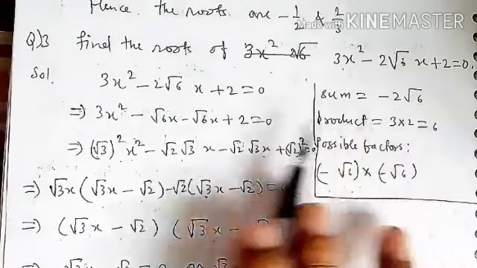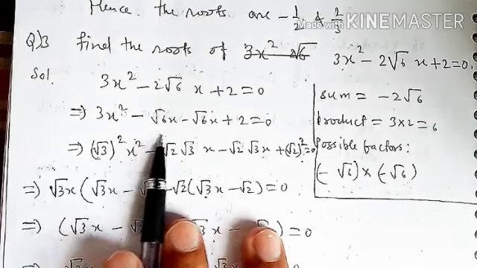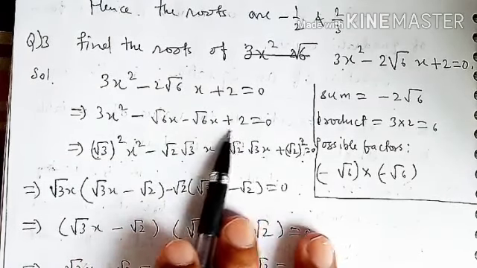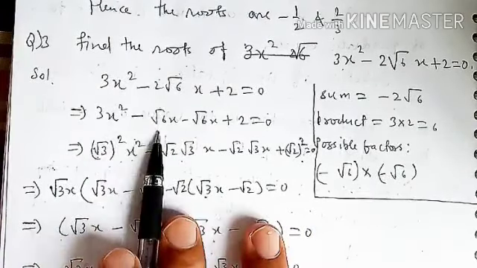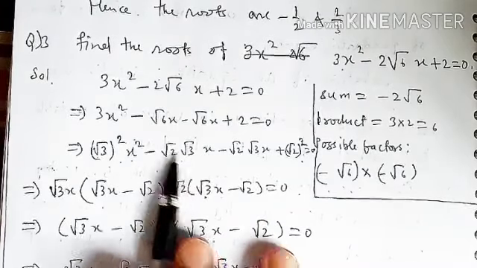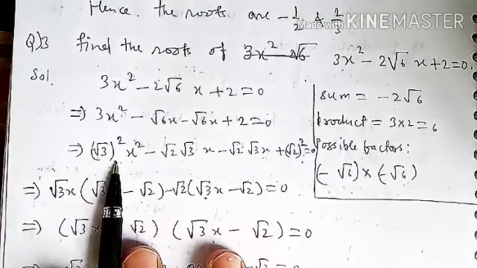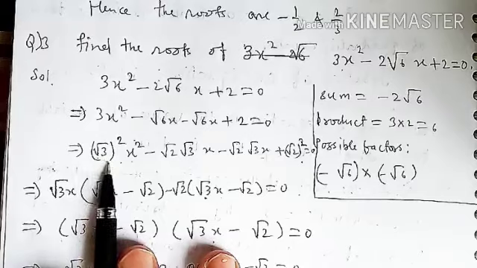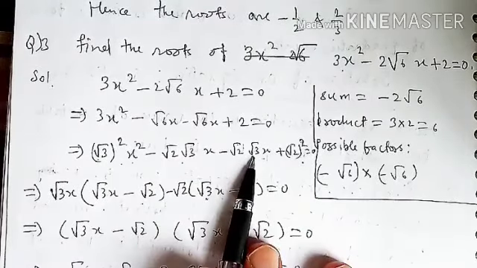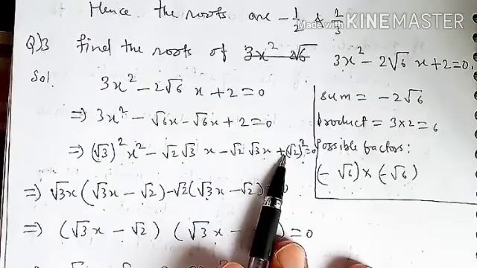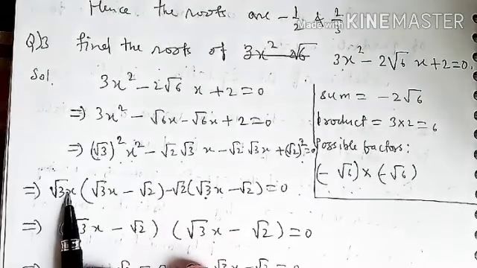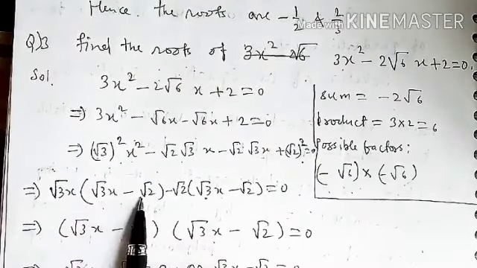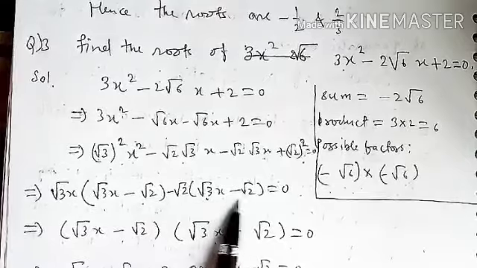Now we write this as minus root 6x minus root 6x. After writing root 6 as root 2 into root 3 so that we can take common root 3. 3 can be written as root 3 whole square. Here root 6 is root 2 into root 3. 2 is root 2 whole square. From these two terms we take root 3x common. Then we have root 3x minus root 2 here. We write this one here.